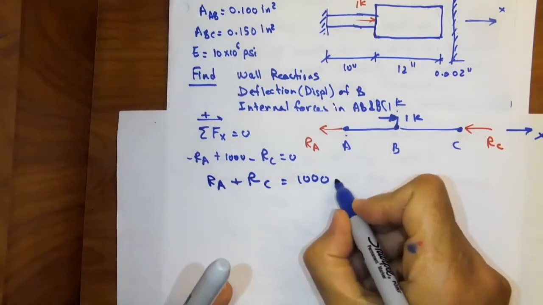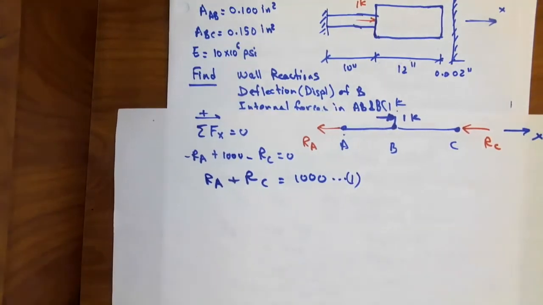Yeah, I have one equation, but two unknowns. I know both walls are going to contribute to resisting the 1,000 pounds, but I really cannot just say, oh, let's put 500 to this side, 500 to the other side, and I'm done. It's not going to be distributed evenly. Why not?